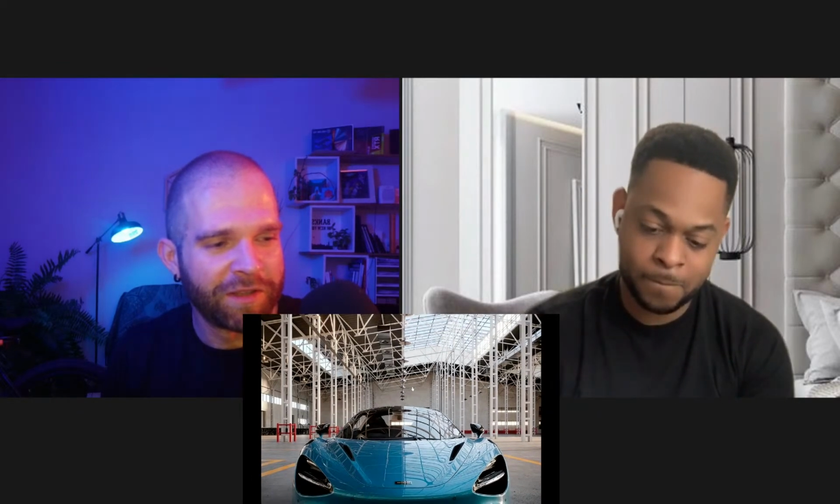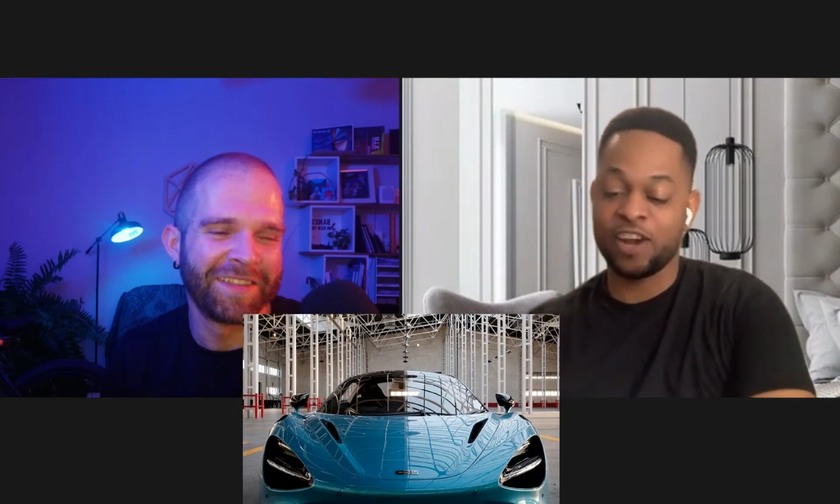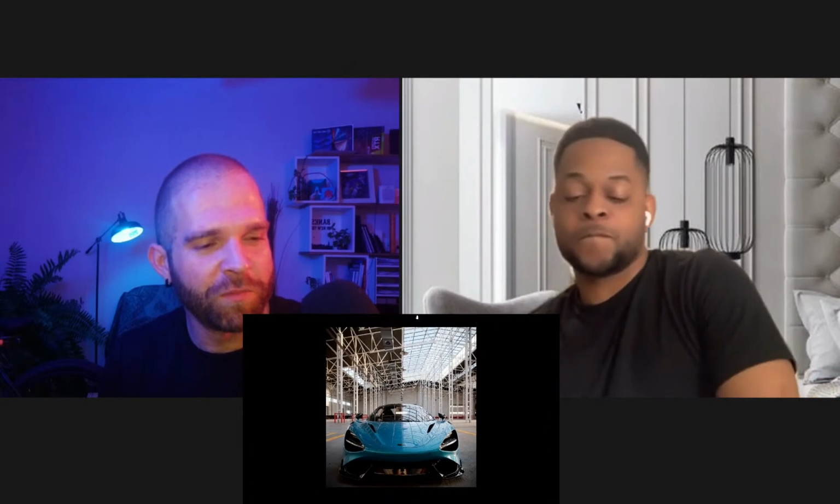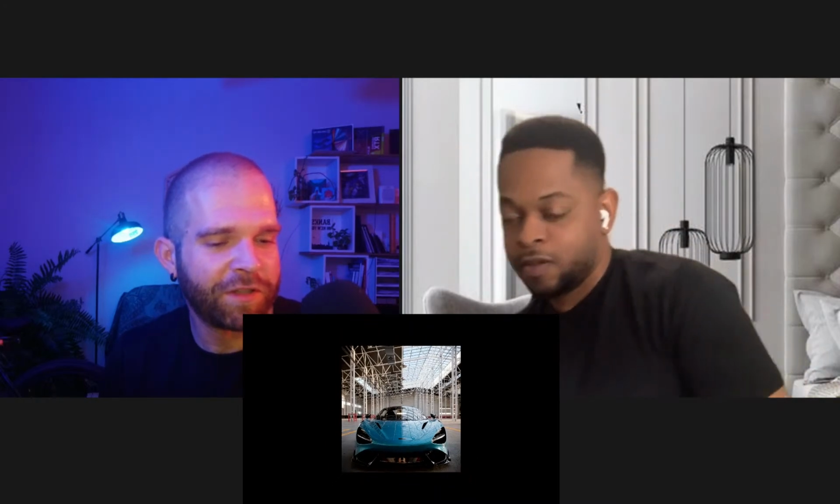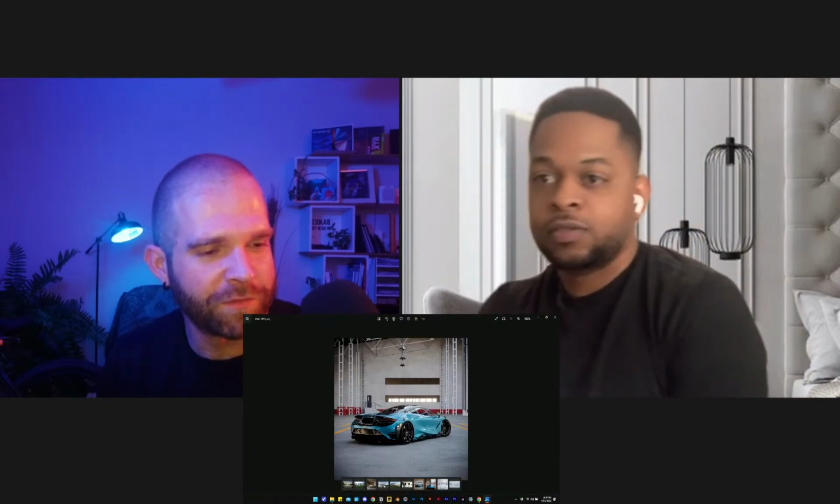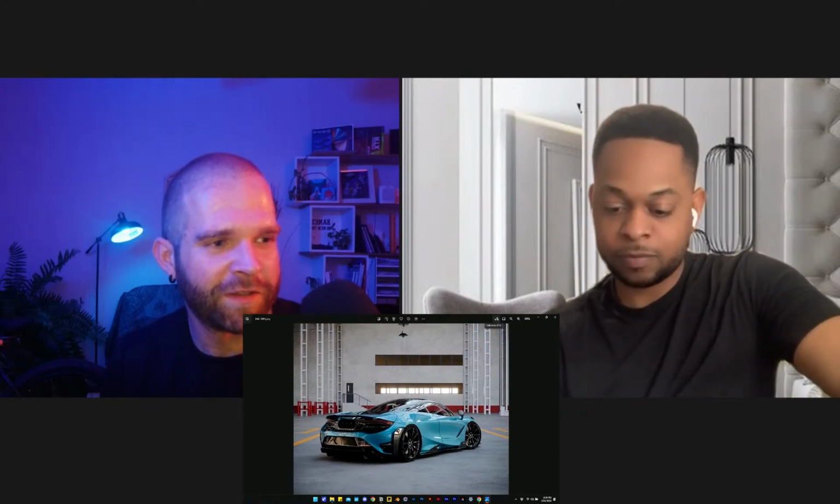So yeah, which one was this? Which one are we looking at right now? I'm sorry. The McLaren one. Oh, the blue McLaren. Okay. Are you looking at the one that's showing the front view? I'm looking at the front view, but let's switch it over to the back view, that rear view, because that one also is just fantastic.